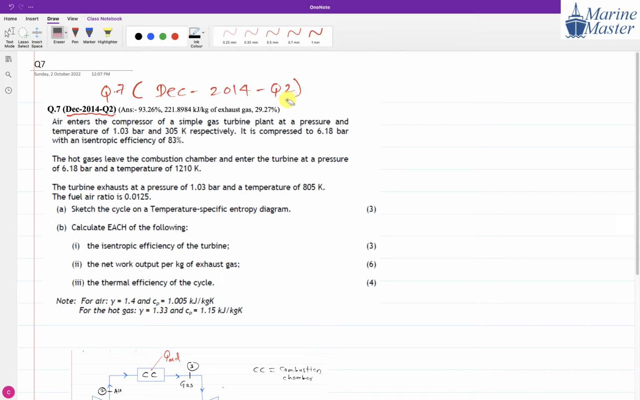Now, after giving the heading, try to read this question minimum 2 times. You can read as much as time you want. So first of all, try to read the question minimum 2 times.